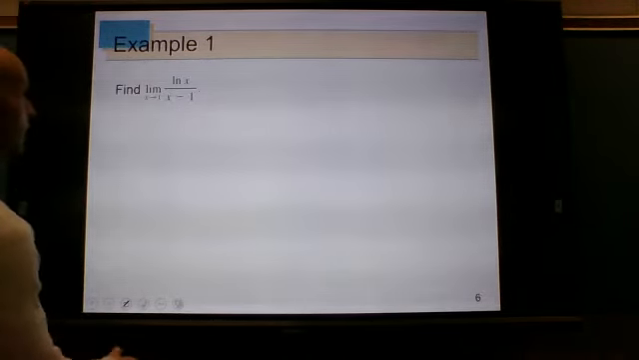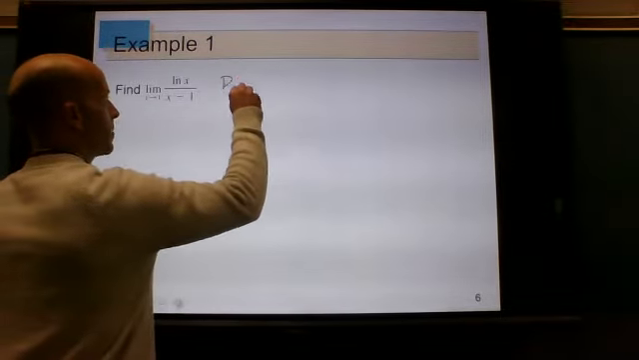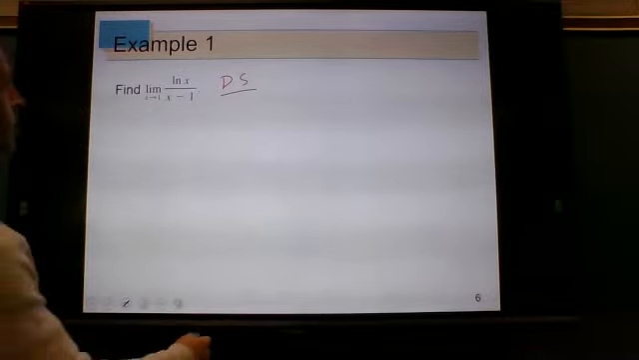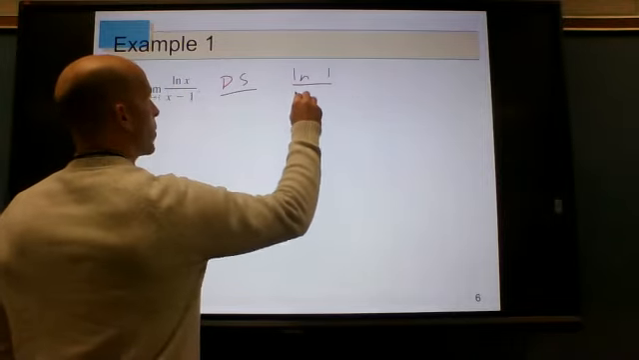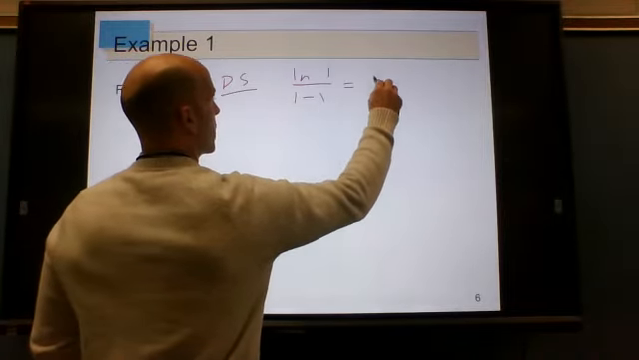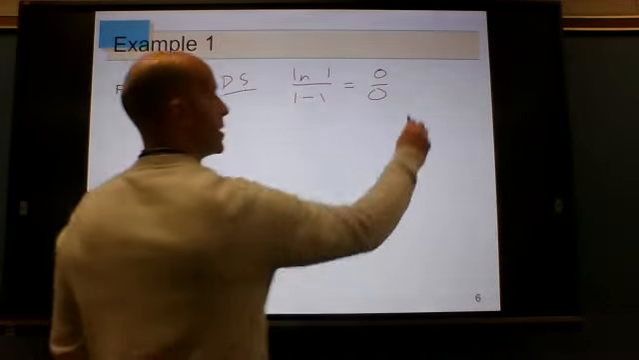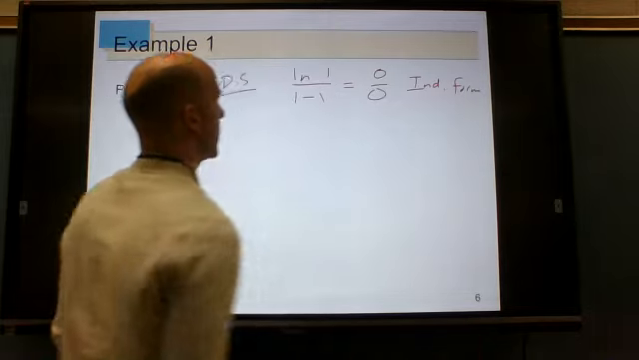In this example, example number 1, the first thing that I always encourage my students to do whenever they have a limit like this is just to go ahead and try direct substitution. So you're going to have the ln of 1 over 1 minus 1. Well, that's going to be 0 over 0. And that is an indeterminate form.